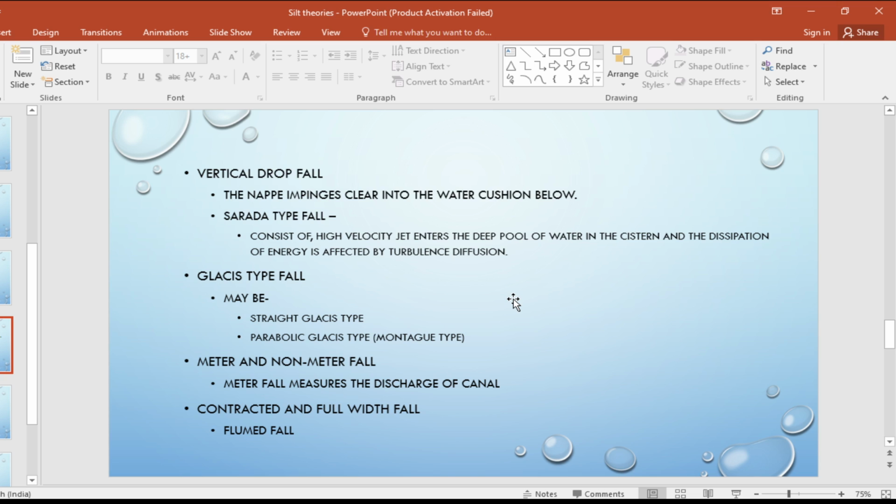Generally, glacis type fall is suitable as a meter fall. The vertical drop fall is not suitable as a meter due to the formation of partial vacuum under the nappe.